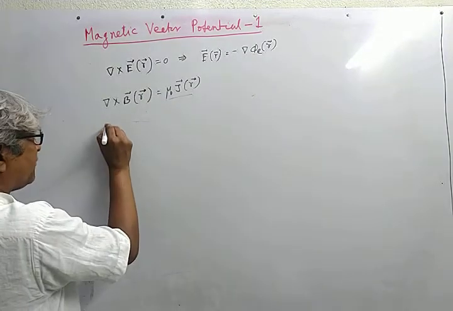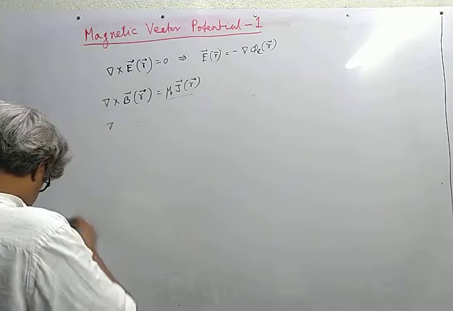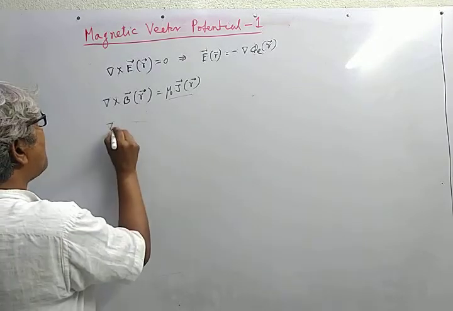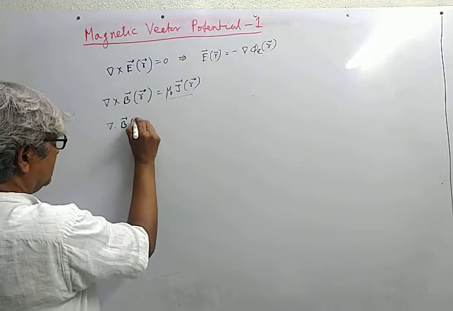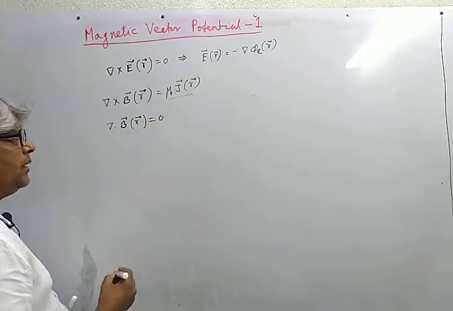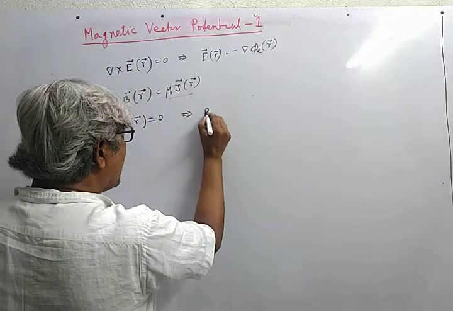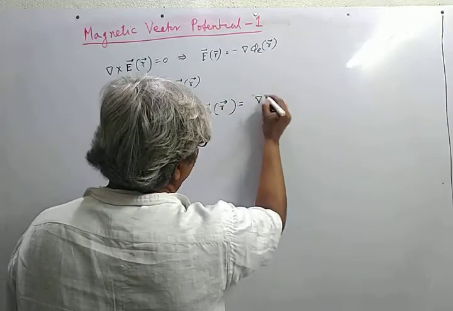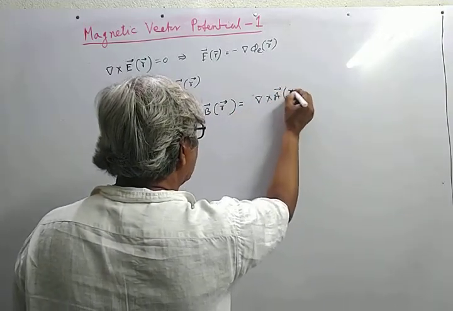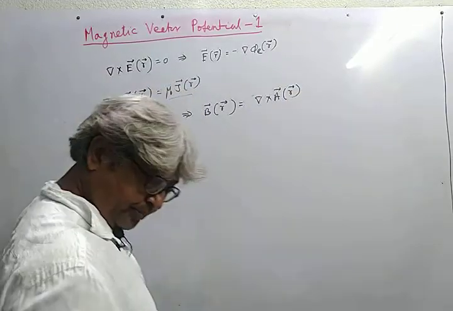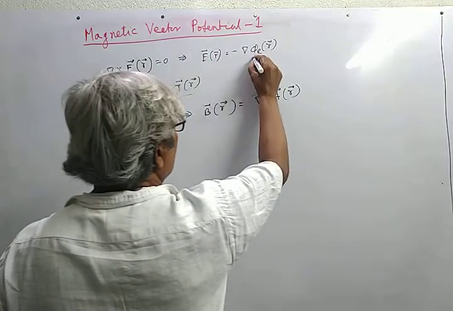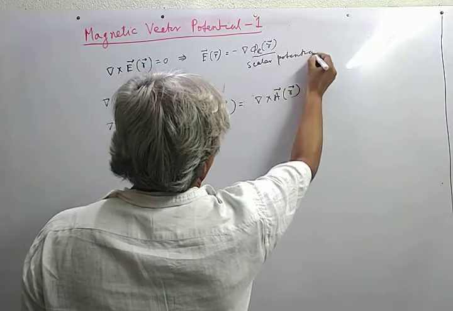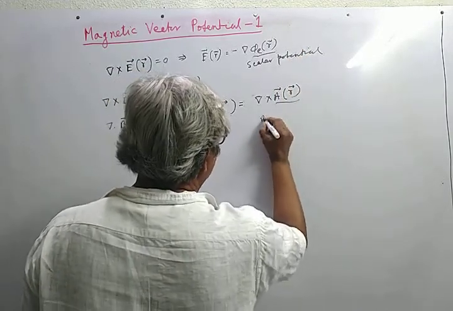But the magnetostatic field has another property, namely the divergence of B is zero always, which enables us to write B as the curl of some vector point function A. If we call this one the scalar potential, and this is called the magnetic vector potential.